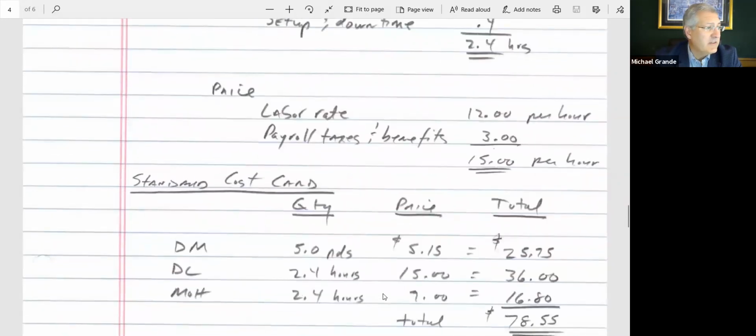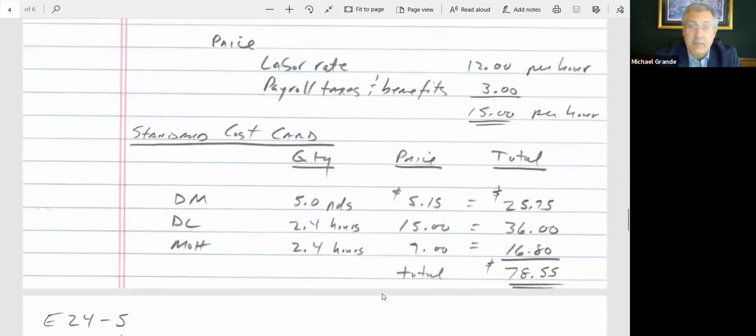Here's the standard cost card. Again, similar to the Exonic Beverage Company problem. Standard cost card, quantity and price, total. Direct materials, 5 pounds, $5.15 per pound, $25.75. Direct labor, 2.4 hours, $15 per hour, $36.